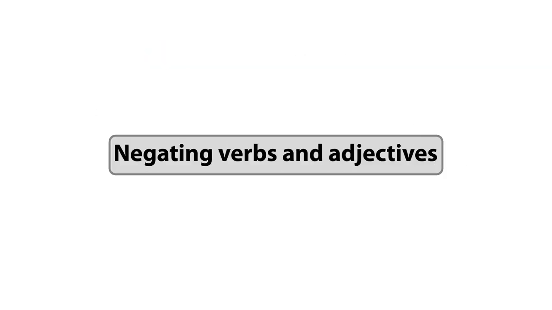Negating verbs and adjectives. Verbs and adjectives are negated in two ways, the short form and the long form. Both mean exactly the same thing, but one merely might sound better than the other in certain places.